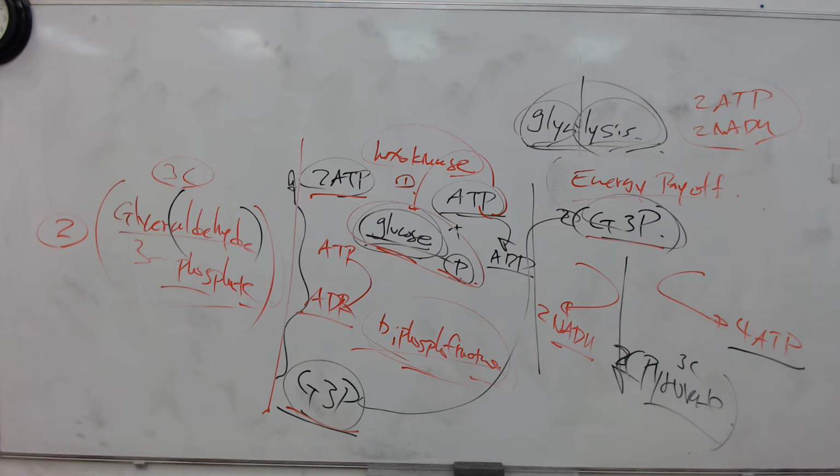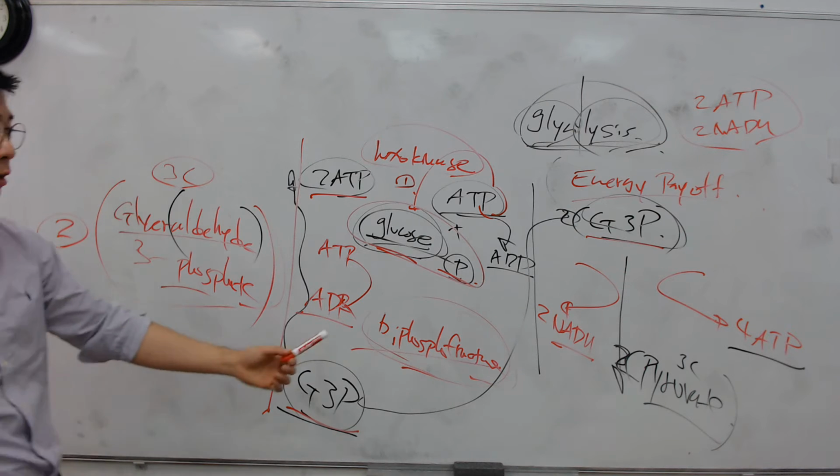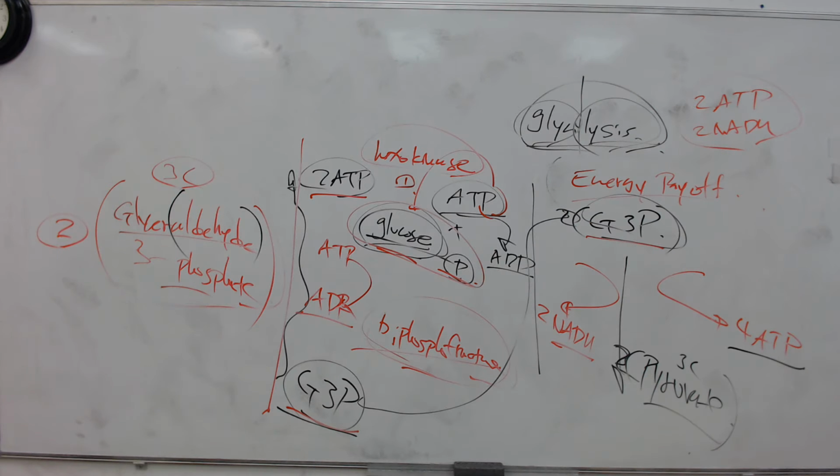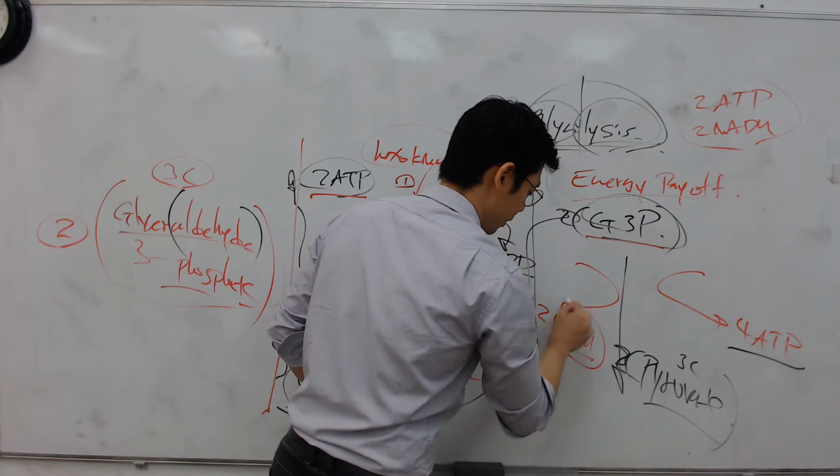So what is really needed for glycolysis? You need glucose, and you need NAD plus. Because as they run the oxidation for the energy payoff, they need to put in NAD plus. You couple it with the oxidation of G3P. That's where NADH comes from.